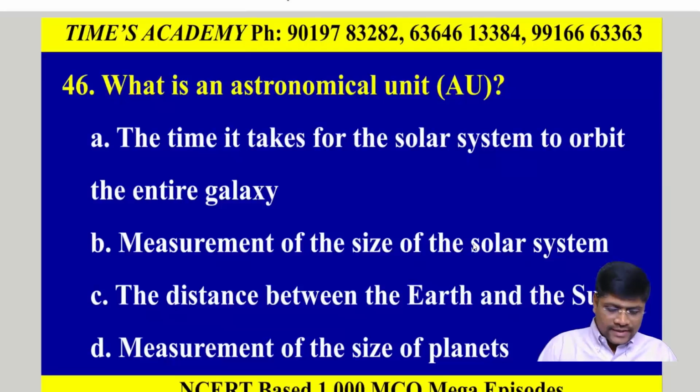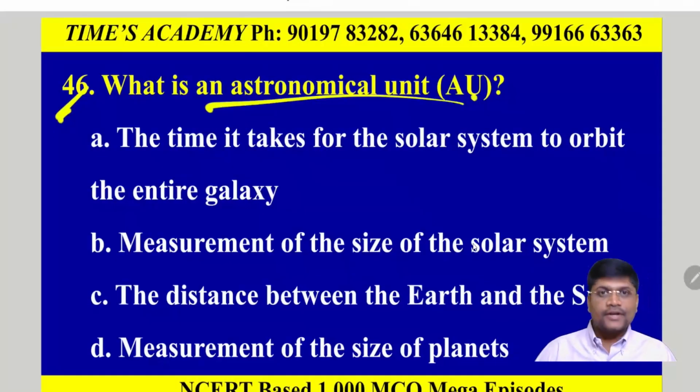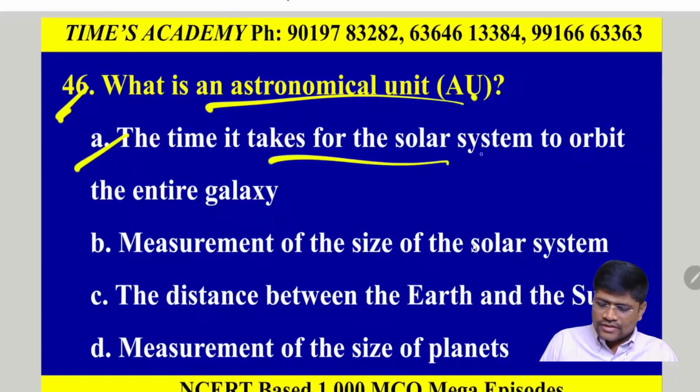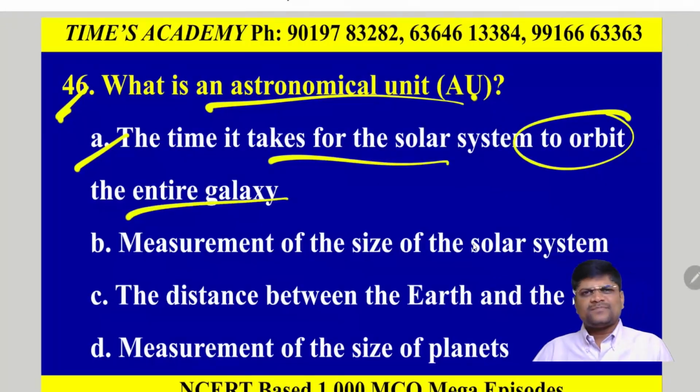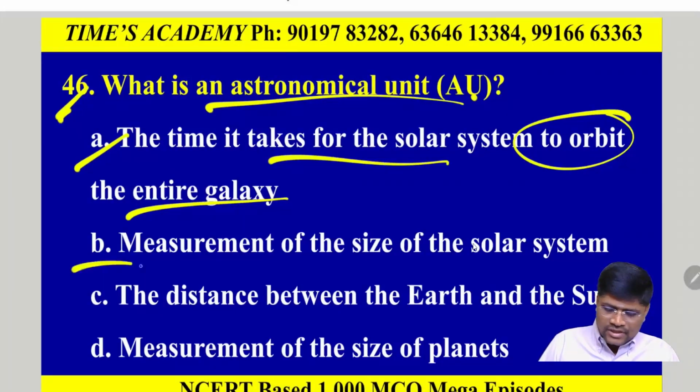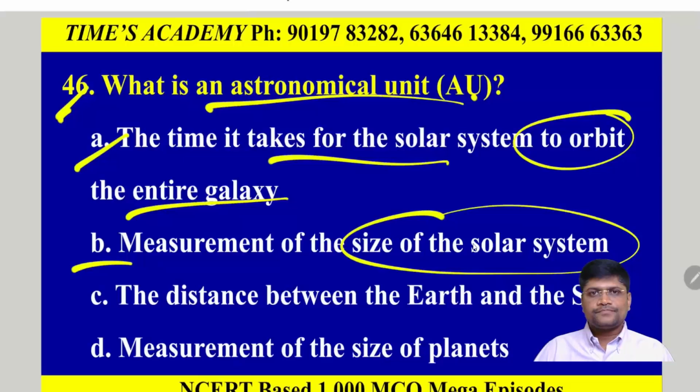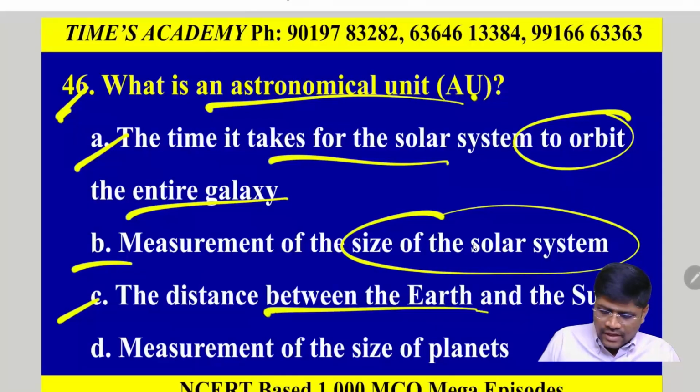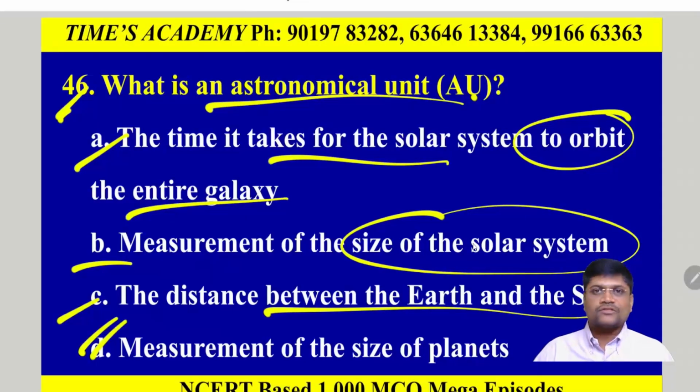Question number 46. What is an astronomical unit? Option A says the time it takes for the solar system to orbit the entire galaxy. We know it is a cosmic year, but it's not the right option. Next, measurement of the size of the solar system. Next option is the distance between the Earth and the Sun, and the measurement of the size of the planets.